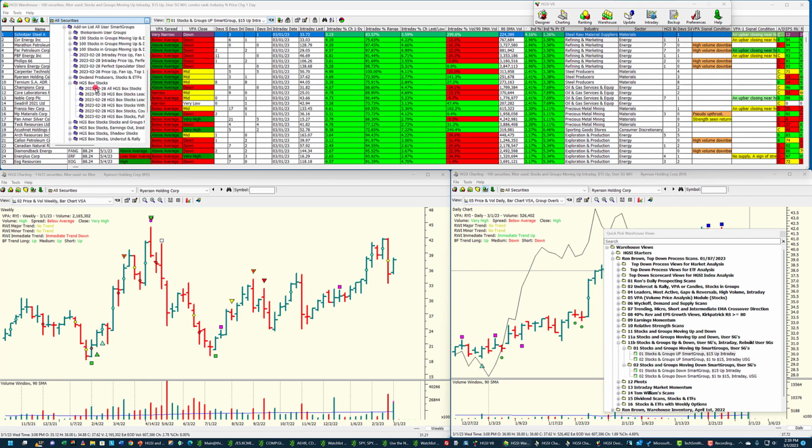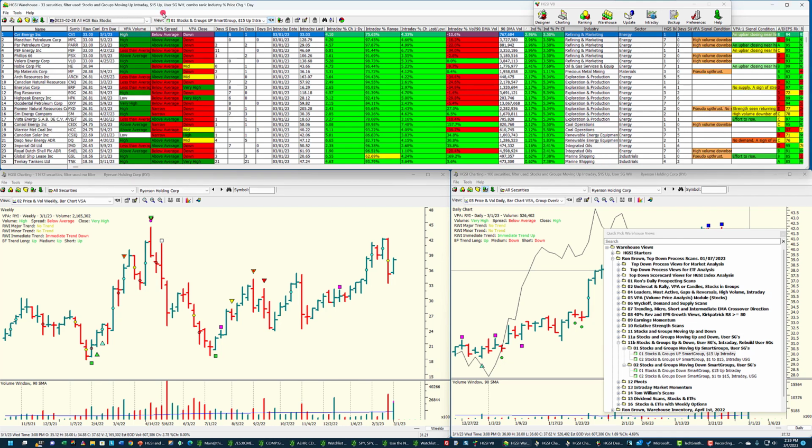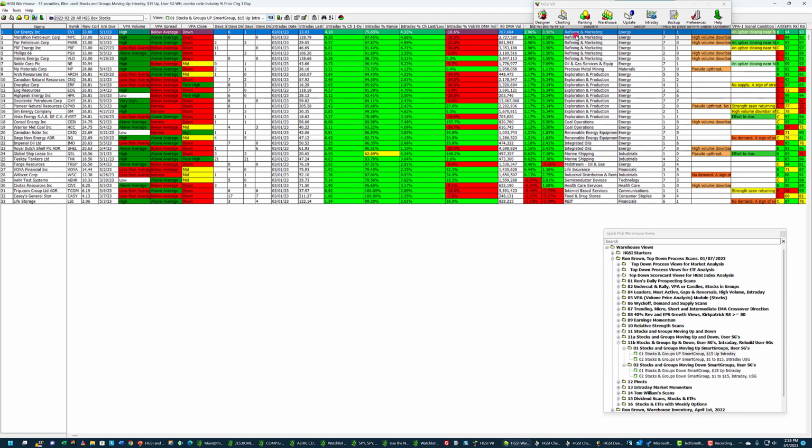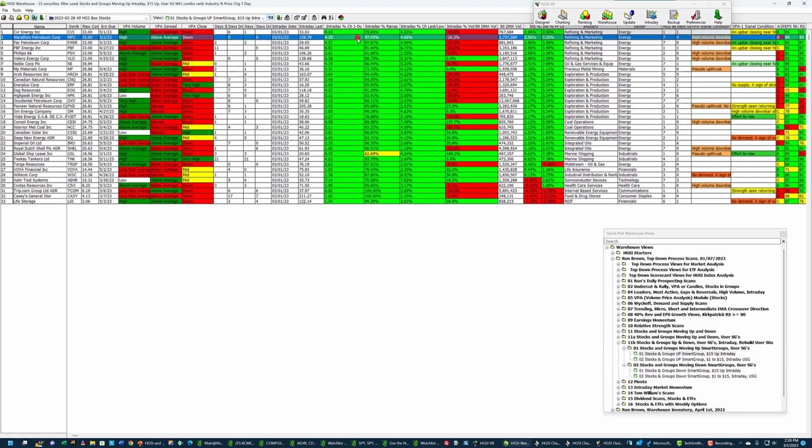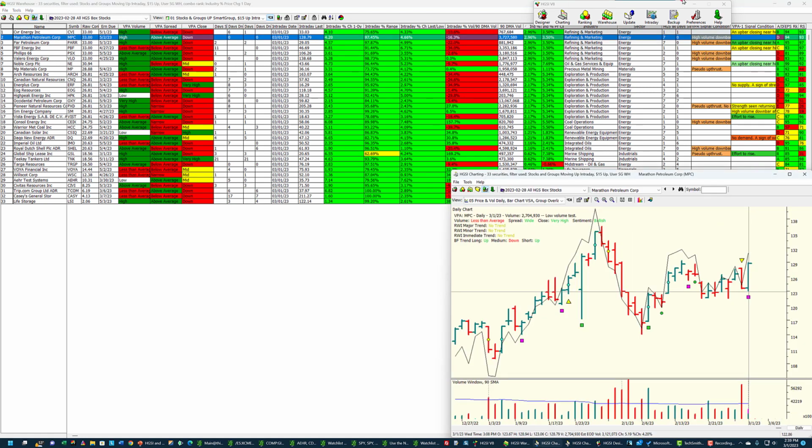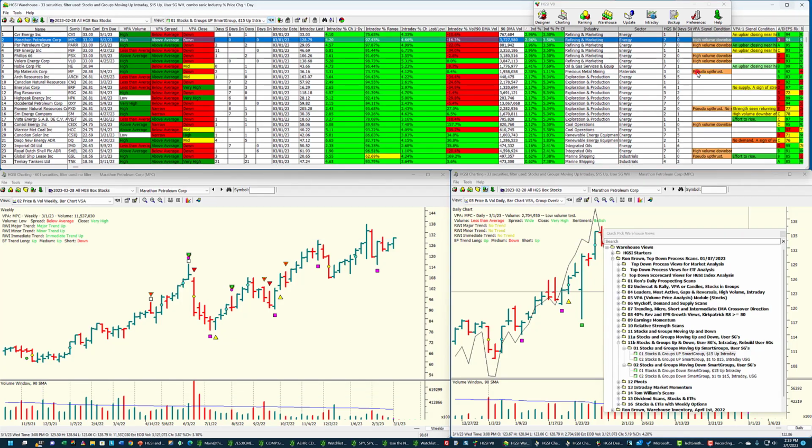So I'm going to go into my add-on, go under box stocks. These are all HGS box stocks. And if you look up here, there are 33 of them. They're still sorted on industry groups. And it, of course, tells us how much the groups are up and where these stocks are in the daily range. Let's look at Marathon.